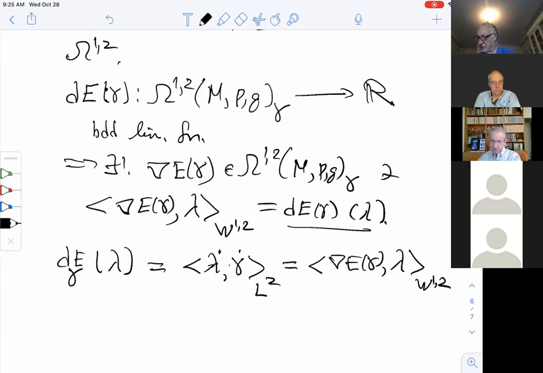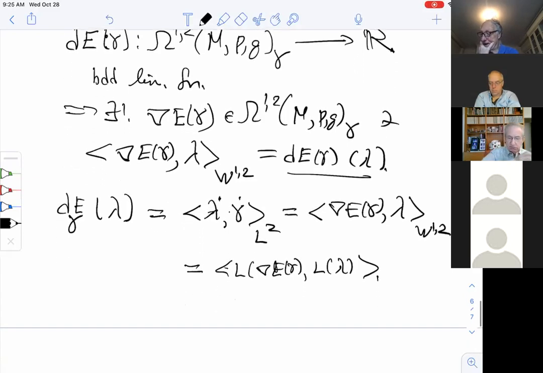But I've already got a formula for the W12 norm. This is L of the gradient of E at gamma, L of lambda. So I'm mixing two notations here, so I should pause and say a word about that. When I have a curve that's just simply given as, say, lambda of t, I'll write lambda dot of t for what I'm also calling L of lambda. So when I have more complicated expressions, like the gradient of E at gamma, this is a path. So there's a variable t in here. It's a path in Rn. And I could take its derivative, which I would denote by putting a dot over this thing, but there's no good place to put a dot.